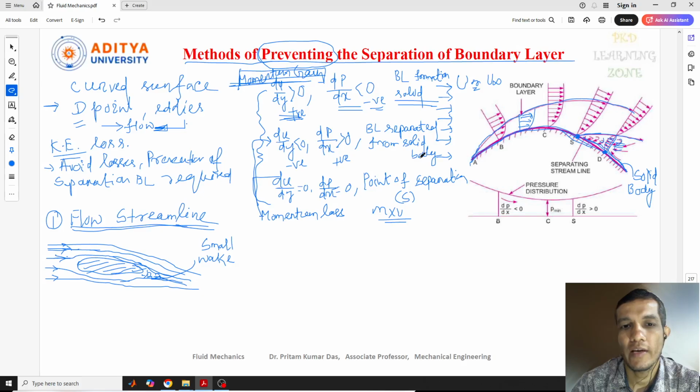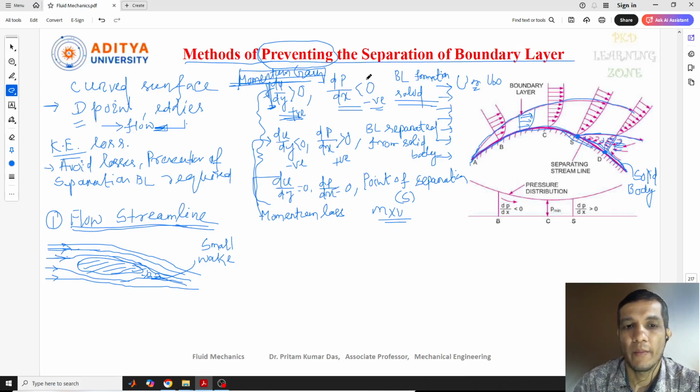See, we need to keep our velocity with a smooth condition. That means the velocity profile should be, the velocity gradient should always be positive. That should be more than 0. So when will we get more than 0? When, along the y direction, we get more velocity, like the difference between this dy, okay, du by dy.